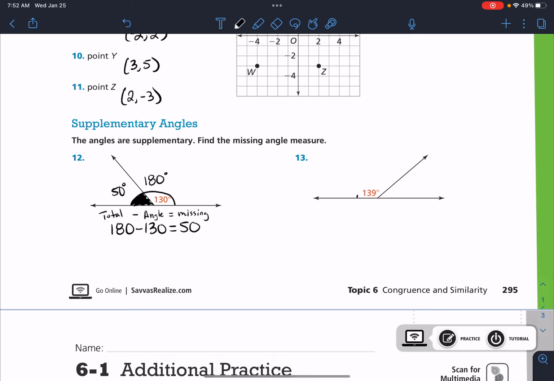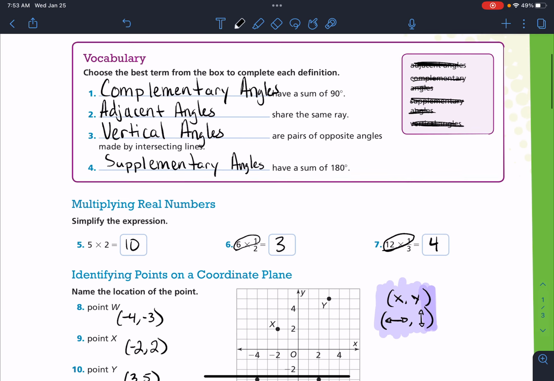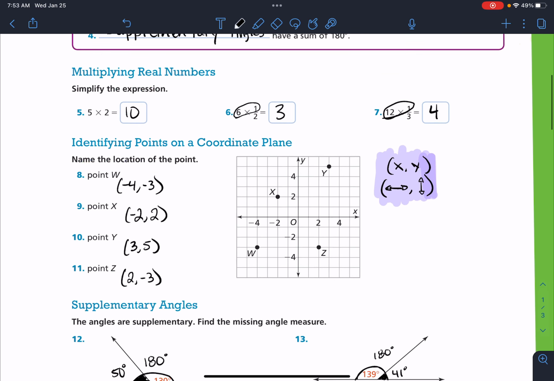So we're going to do the same thing over here on number 13. We have a total of 180 because they're supplementary angles. That's what it told us up there in the problem. And I have 139. I need to find this missing piece here. So you need to do 180, which is the total, take away the angle that you have, and that'll give you the one that you're missing. So you got to do 180 minus 139. You should end up with 41. So that means this guy right there is 41 degrees. And that, ladies and gentlemen, is the review of what you know before we get started.